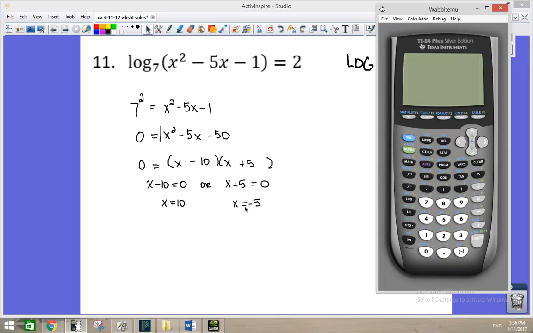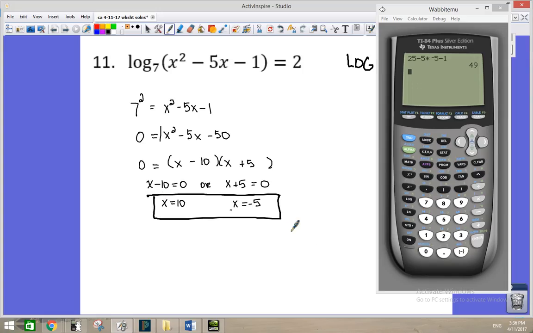What about negative 5? If we plug in negative 5, we've got to square it. Negative 5 times negative 5 is 25. I'm subtracting 5 times the negative 5, and that's going to be positive because of the double negative. And then subtract 1. We're going to get positive 49 again. Both of these are solutions to this original equation. Neither one of them is extraneous.